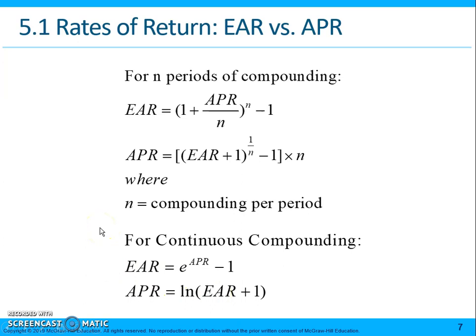There's also a function on your calculator that will calculate the EAR or APR for a given APR or EAR, whatever you're trying to convert. That's the iConversion function. Very simple to use, so you can check that out on your own.